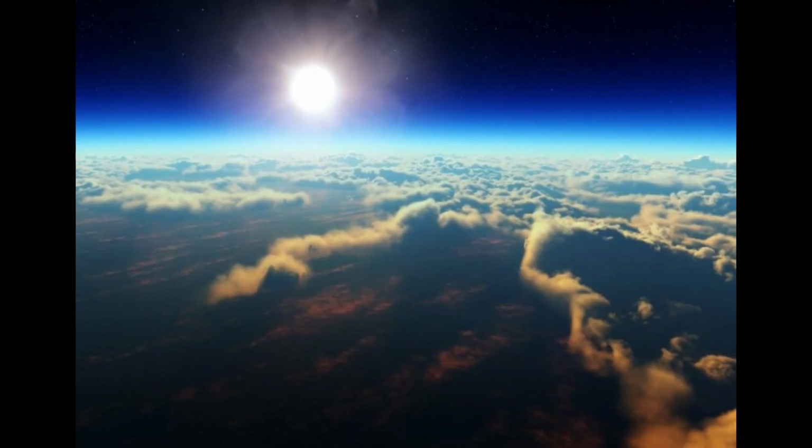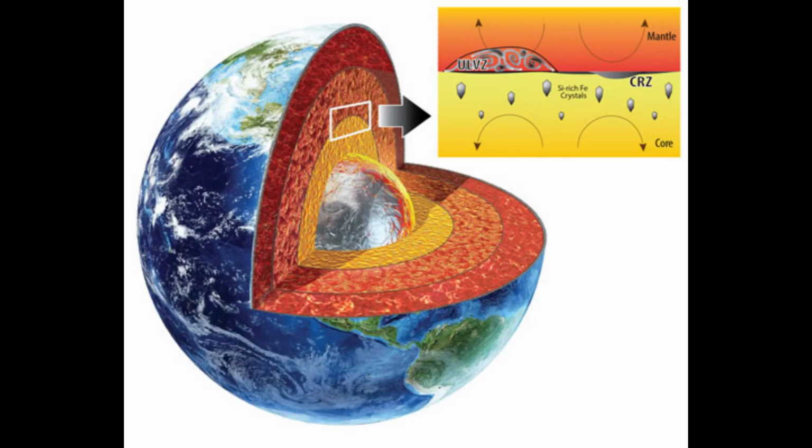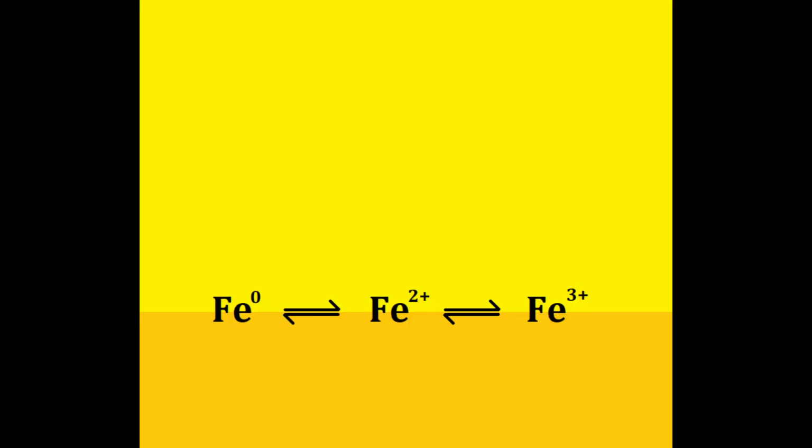However, analysis of zircons from 4 billion years ago has indicated that the primordial atmosphere was not reducing but inert, being mostly composed of molecular nitrogen, carbon dioxide, and argon. The reason for this lies deep down in the core-mantle boundary. Here, the three redox states of iron, that being metallic, ferrous, and ferric iron, exist in equilibrium concentrations. Of these, metallic iron is the most dense, while ferric iron is the least dense.